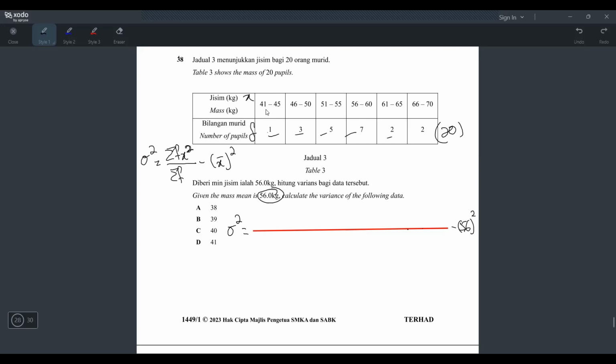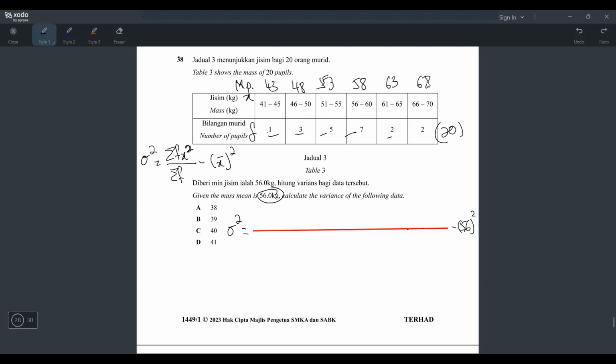But my x now is a class. So how to choose one representative? You take the midpoint. I've said so many times already. When you need a number to represent, you choose a midpoint. So what is the midpoint of 41, 45? You will take 41 plus 45 equals first, then divide by two. So that's your midpoint, 43. 46 plus 50 divide 2, 48. And then this midpoint will be 53. This midpoint will be 58, 63, 68.